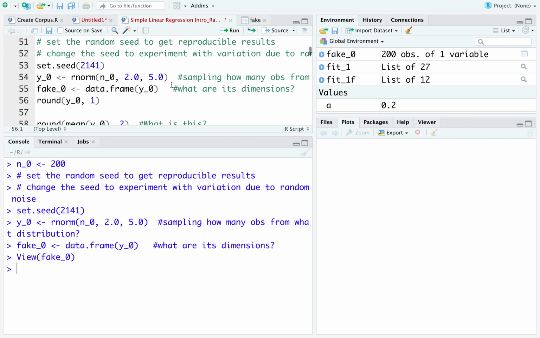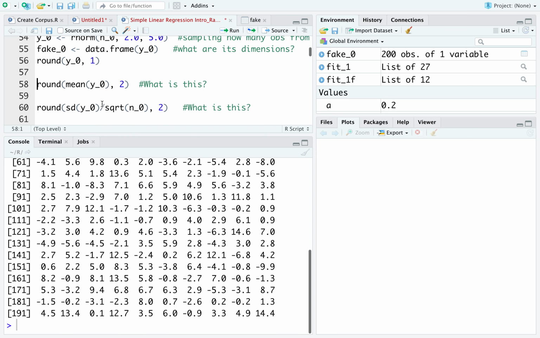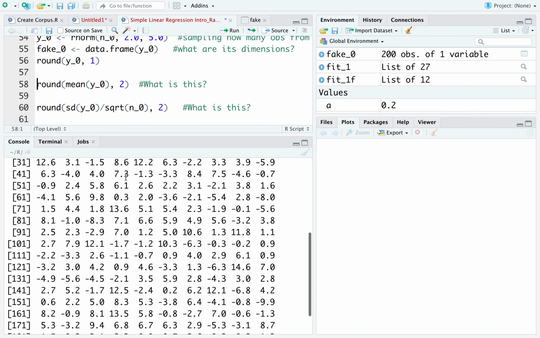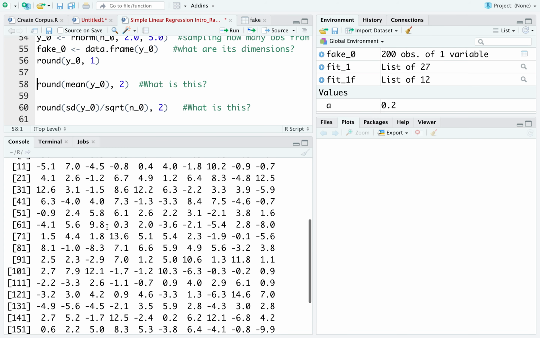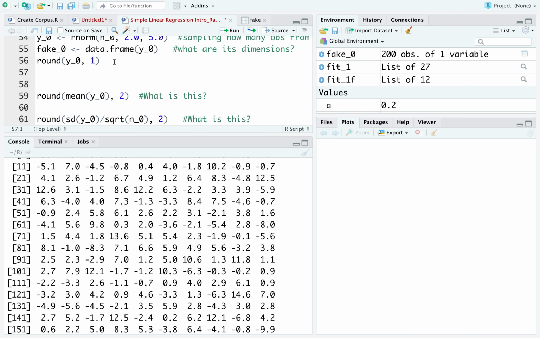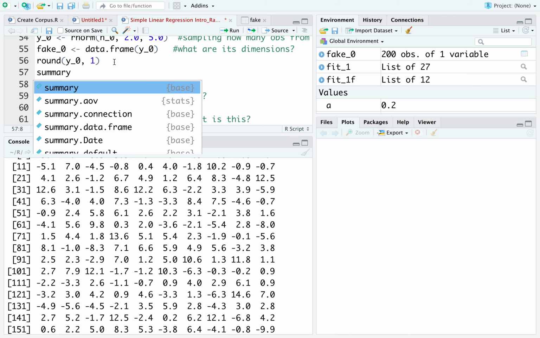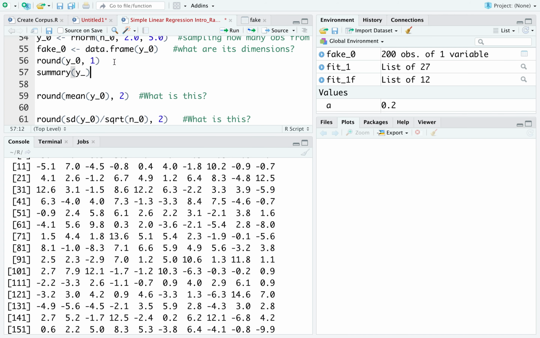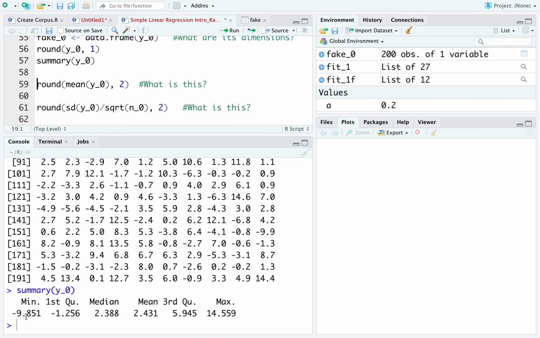Okay, so I've got this fake generated data. All that's been generated is a bunch of observations drawn as if from a random normal, 200 observations, mean 2, standard deviation 5. Let's get a sense of what they look like by rounding just to one decimal point and seeing all of that data. All of those data are here, right? So you can see some 9, 13, 6, and negative. I could look at things like, let's just do a summary of y0, the original vector, and minimum is negative 9.8, maximum is 14.55, median, mean.